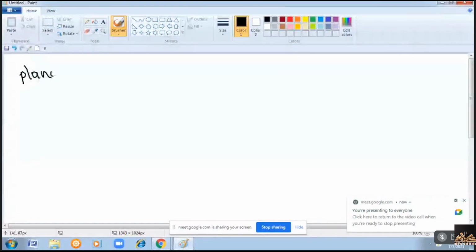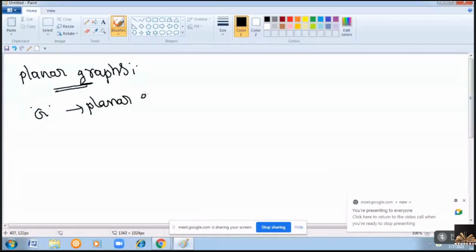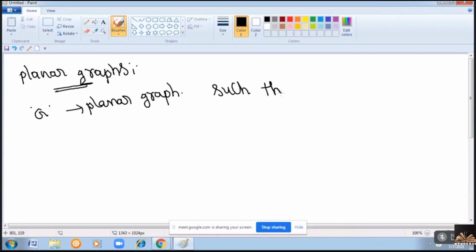Planar graphs. A graph is said to be a planar graph if it can be drawn on a plane such that no edges cross each other.